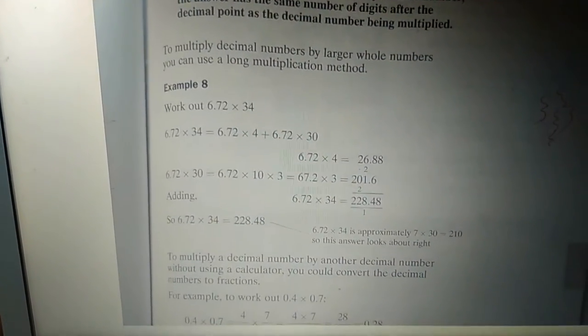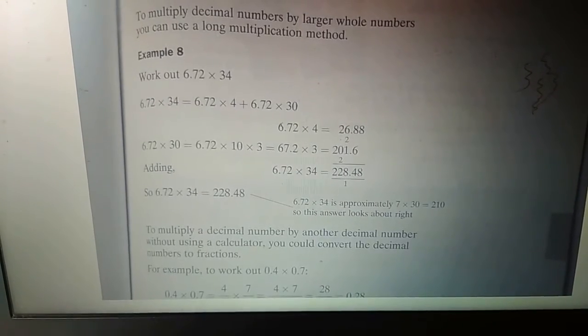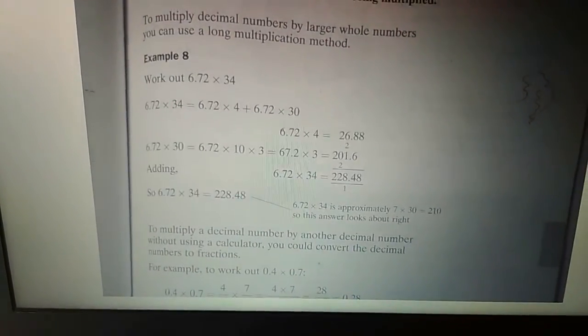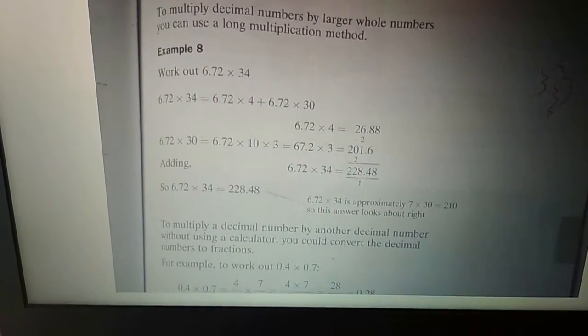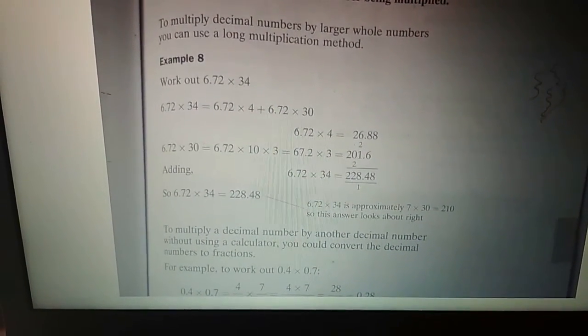Okay, good morning, students. Today our topic of discussion is multiplication and division of decimal numbers. In our last week, we covered addition and subtraction of decimal numbers. In today's class, we will mainly cover the multiplication and division rules of decimal numbers.